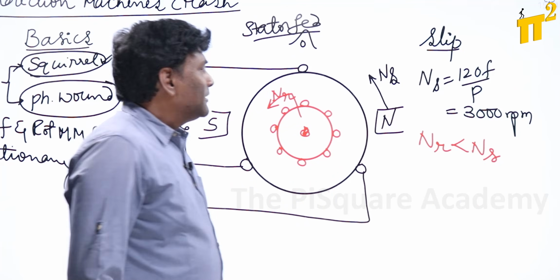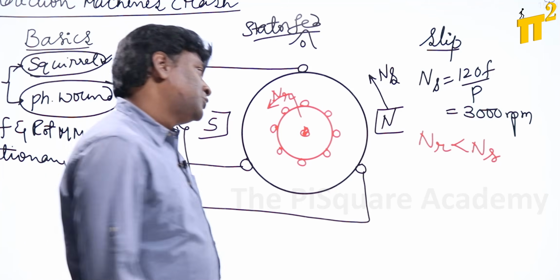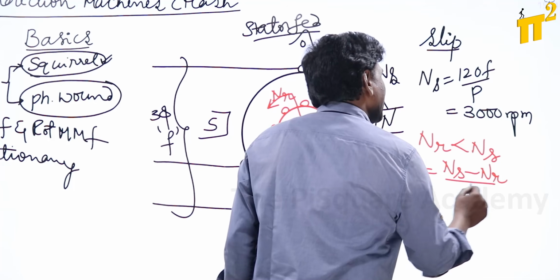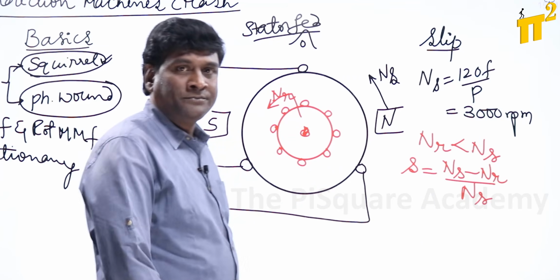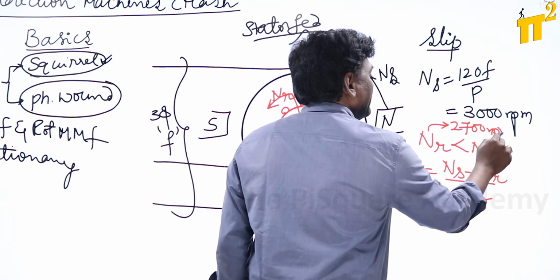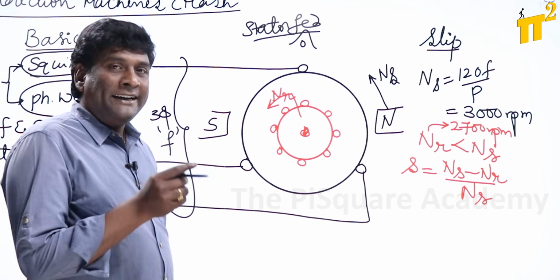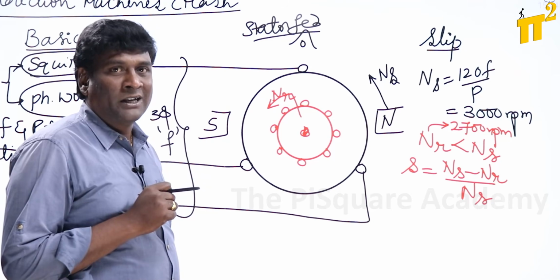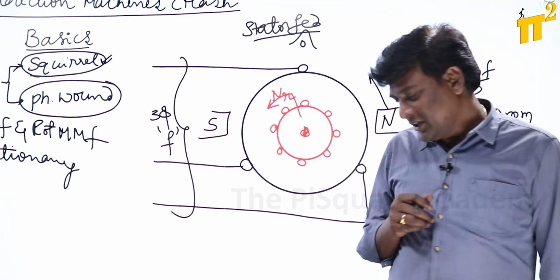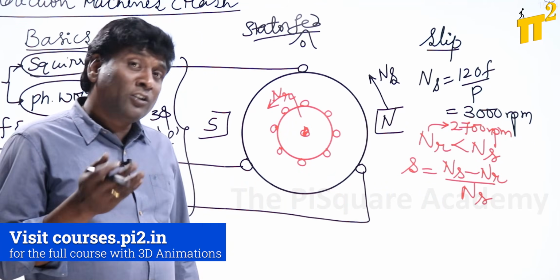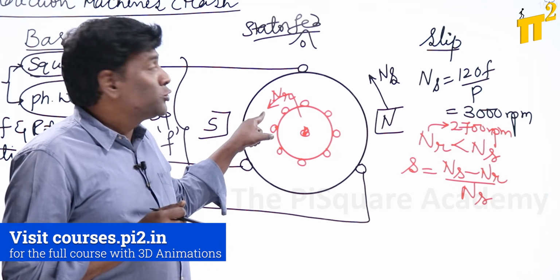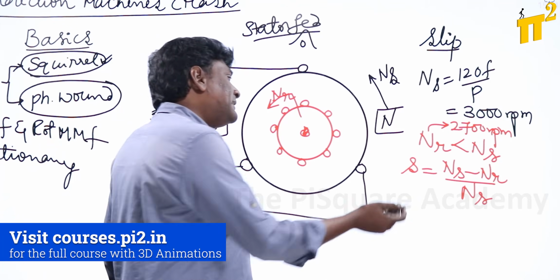Now let me define slip here. Slip is going to be stator MMF speed minus rotor speed divided by stator MMF speed. For example, let me think of NR as 2700. The induction machine is also called an asynchronous machine, a machine which cannot rotate by itself at synchronous speed. So always my rotor speed should be less than the stator MMF speed. That is called slip.